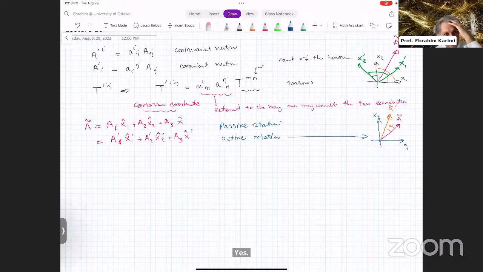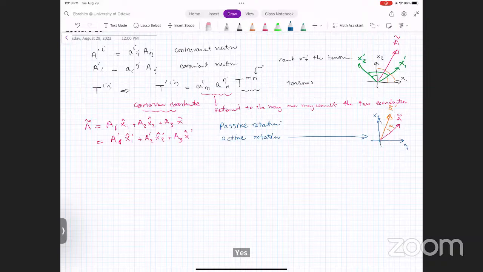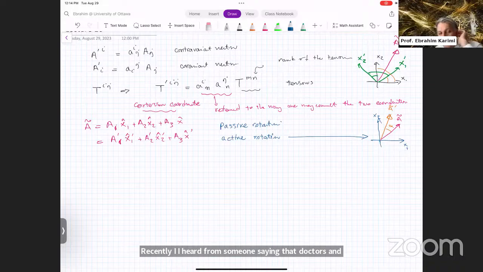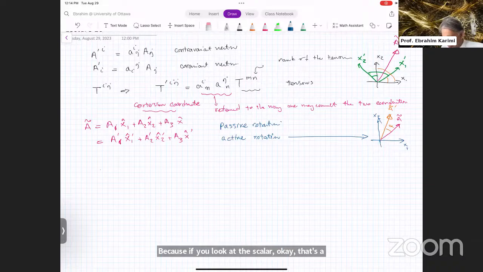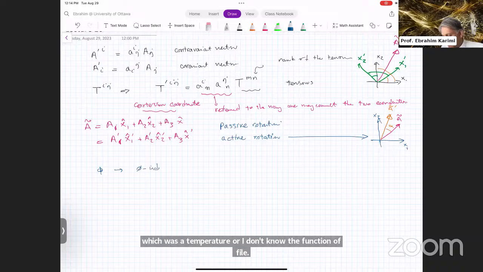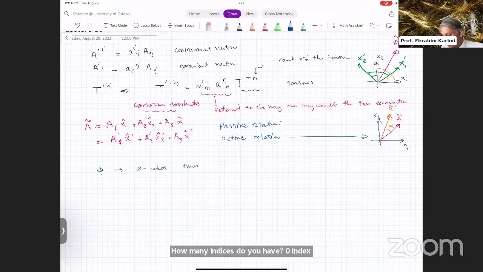Yes. Recently, I heard someone saying that vectors and scalars are special cases of the tensor. Is that correct? Yes, this is actually what I said during the last lecture as well. I say that vectors are tensors of rank one, because if you look at a scalar, like a temperature or the function phi, how many indices do you have? Zero indices. And I call it a tensor of rank zero.